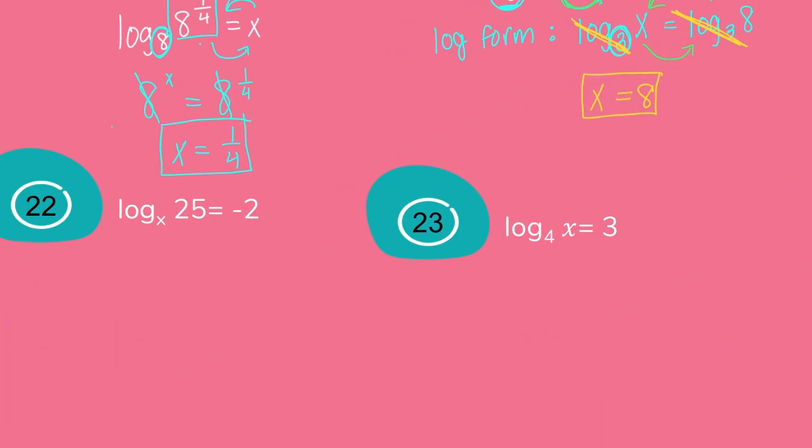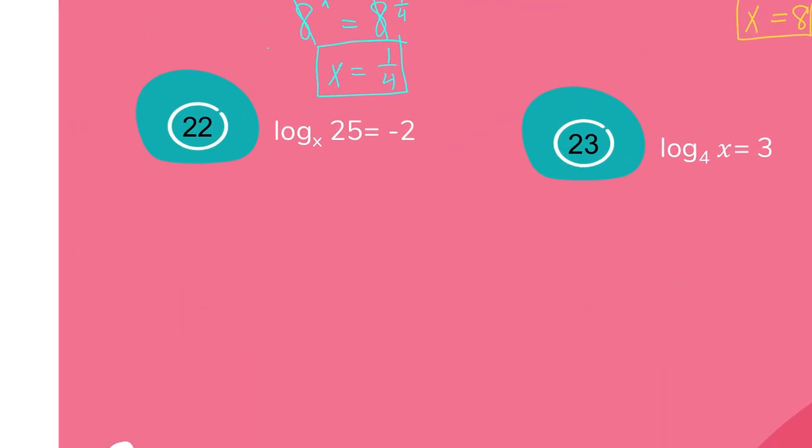All right, looking at 22, what do I have here? Same thing, but now my x is in a different place. I have it in log form. Same thing that we've been doing. This is my base, switching it where I can solve it. So I'm going to have x to the power of negative 2 equals 25.